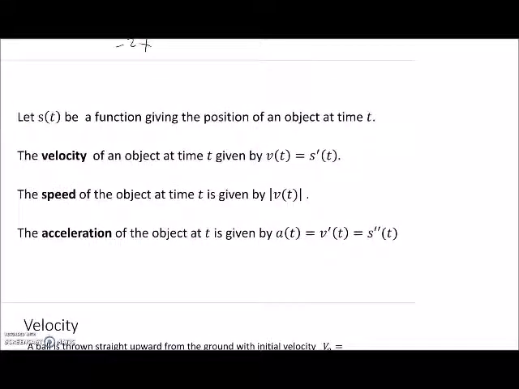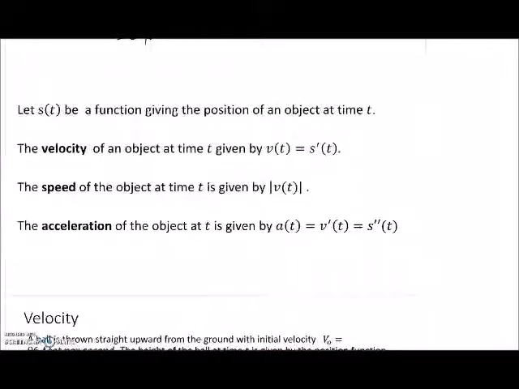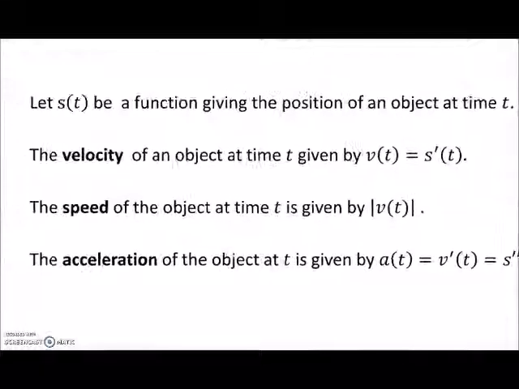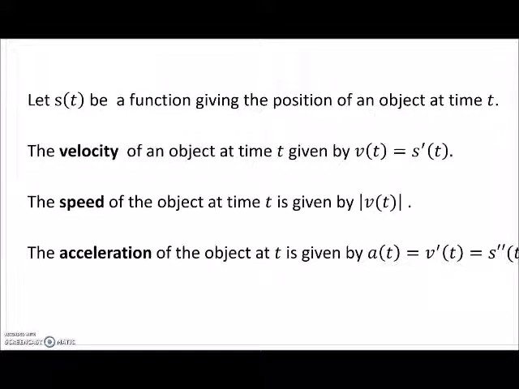So in the next part of the video, we're going to let s of t be a function giving the position of an object at time t. So we're going to be talking about velocity, speed, and acceleration. So first we need to understand what each of these things do and how we find them.